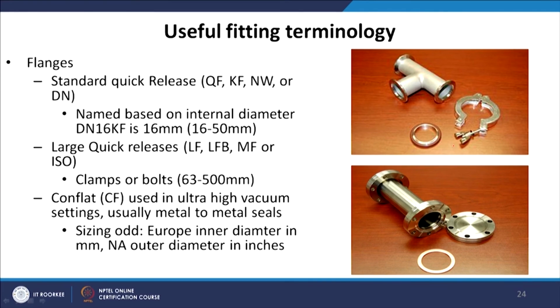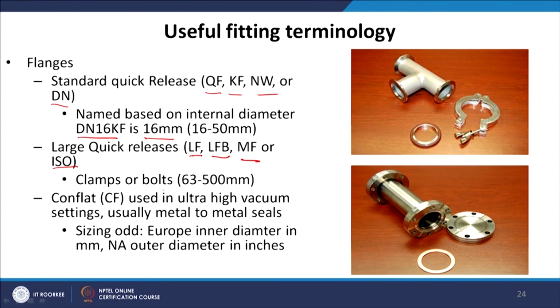Now, flanges can be standard quick release. There are different commercial names for them like QF, KF, NW or DN. Whenever you see this kind of code, basically they are standard quick release flanges, named based on the internal diameter. For example, a DN 16 KF is a flange with a 16 millimeter diameter. Large quick release flanges have names like LF, LFB, MF or ISO. If you see something like LF16F, you know that it is a large quick release flange with a diameter of 16 millimeter.